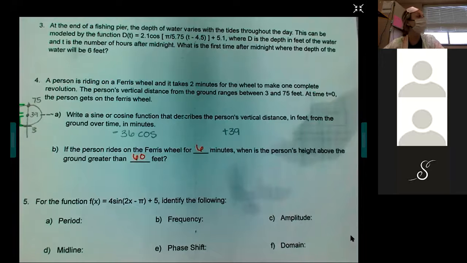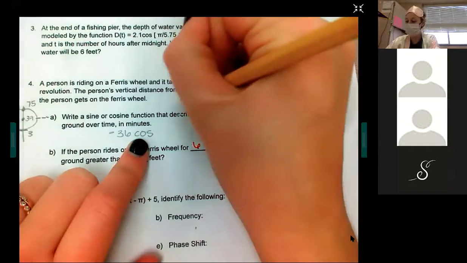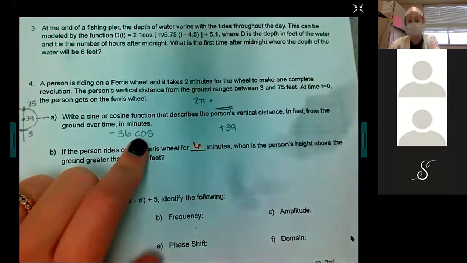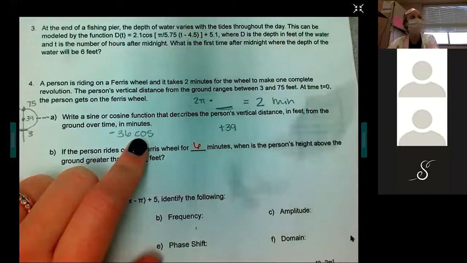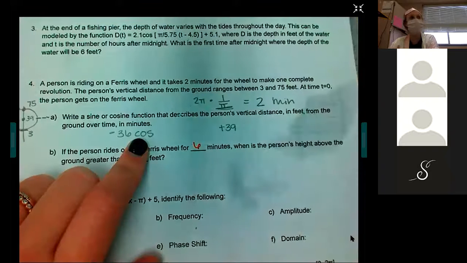So the period, what did I tell you the period was? How long does it take for the wheel to repeat? 2 minutes. What is the period of cosine supposed to be? 2 pi. What do I multiply 2 pi by to make it equal 2 minutes? Is it 1 over pi? Good. Very good, because I heard different things.